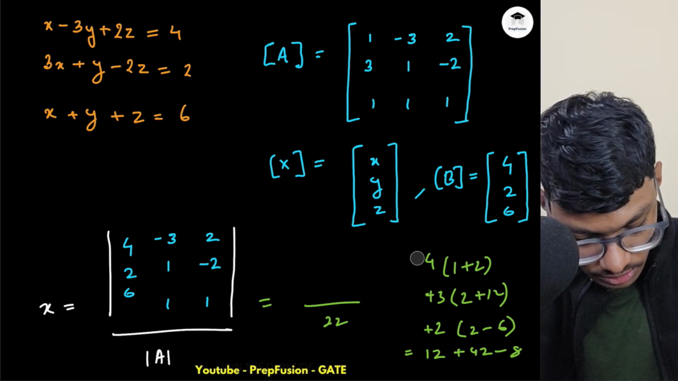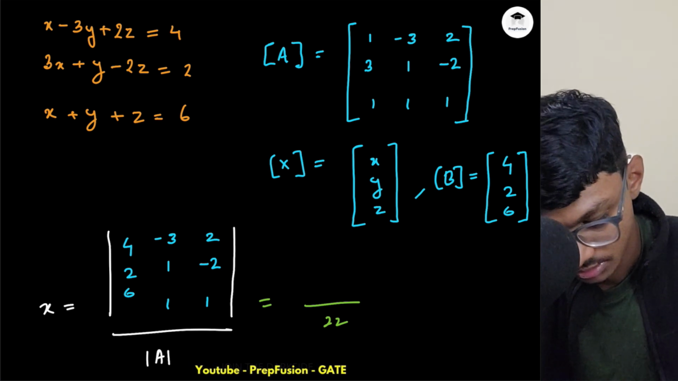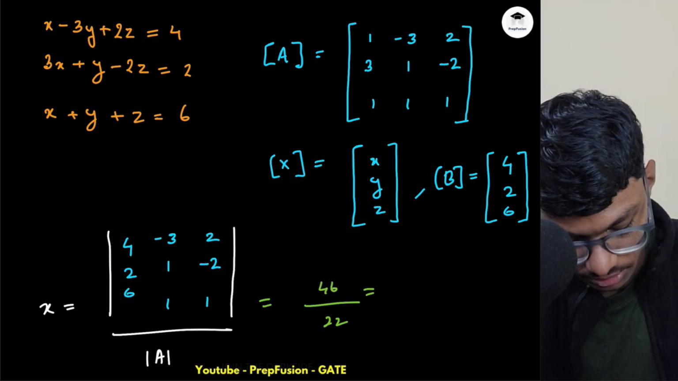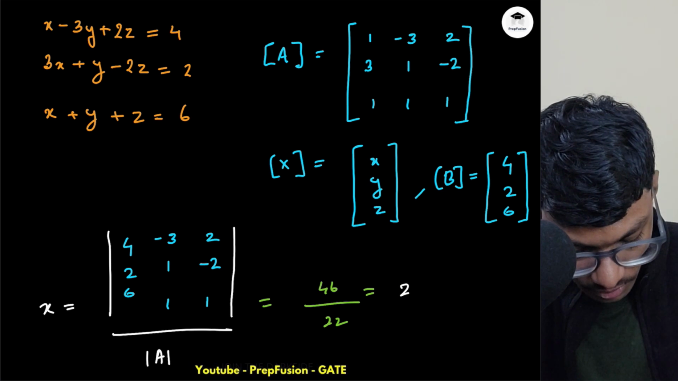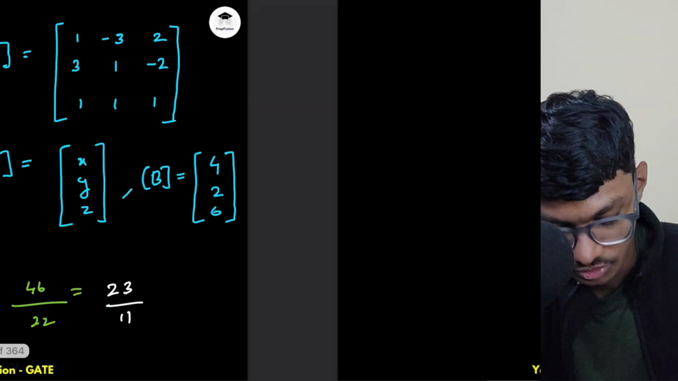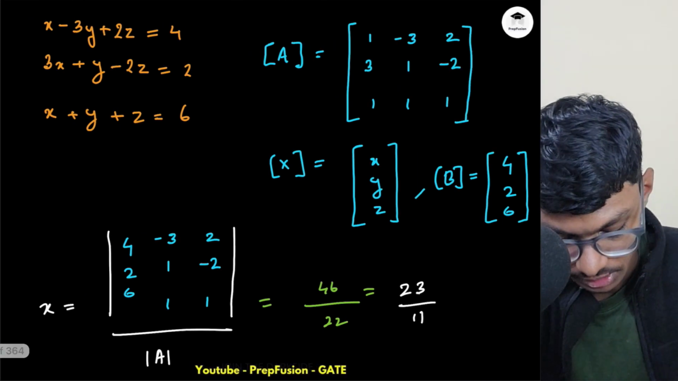So if this comes out to 46, this will be equals to 23 by 11. So x is equals to 23 by 11. Now let's solve for the y.